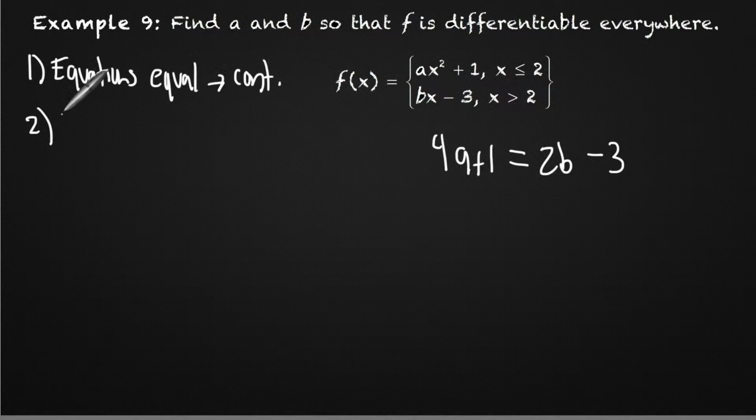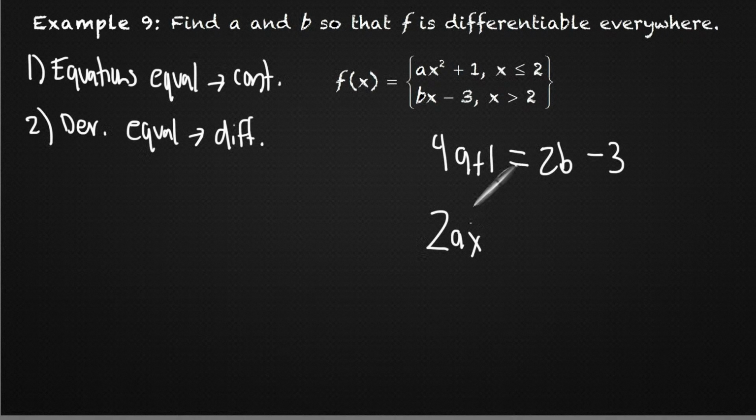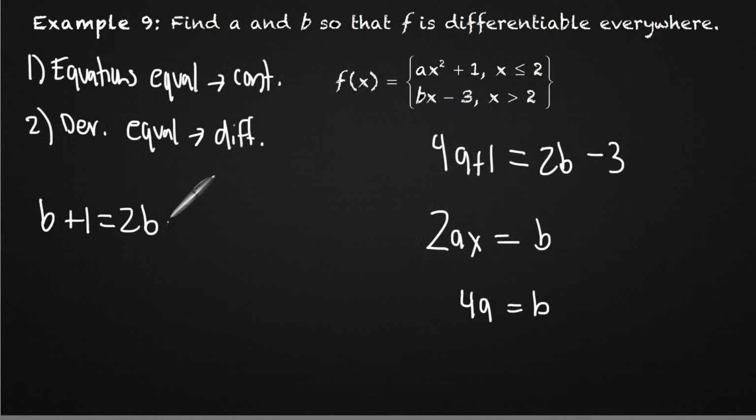Now, second thing is that the derivatives must equal each other. And that makes it differentiable everywhere. Meaning the slope from the left has to equal the slope from the right. So 2ax must equal b when x is 2. So 4a must equal b. So now we can just replace 4a with b. So b plus 1 equals 2b minus 3. Move the b over, move the 3 over to the other side, and we get b equals 4. And then if b is 4, then a must be 1.